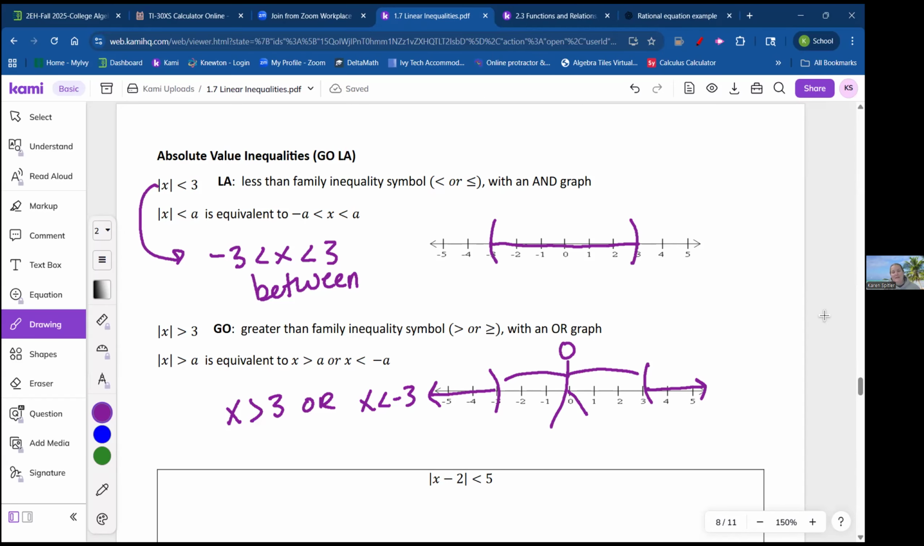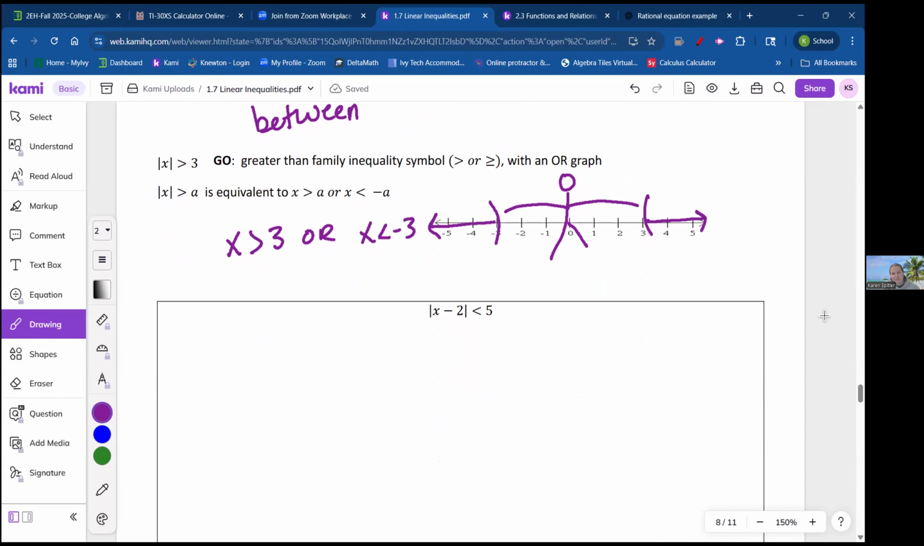All right. So let's look at the first one.